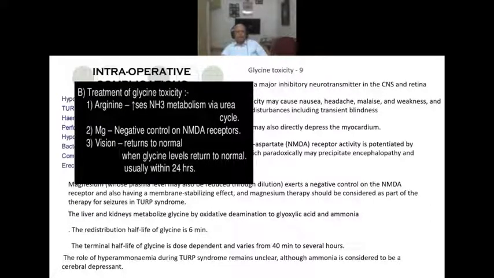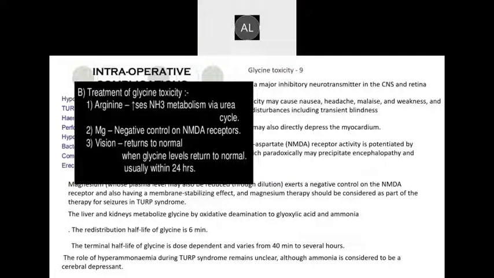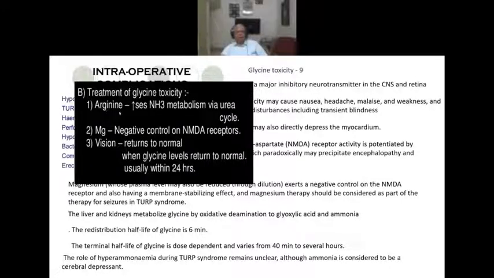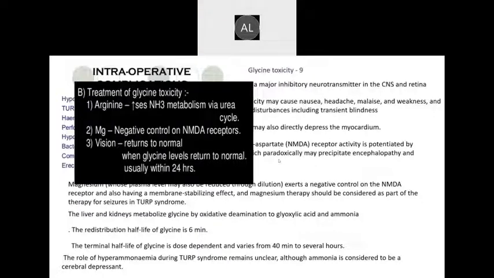Arginine plays an important role in the ornithine cycle, sir. Conversion of ammonia to urea. What is the other important role of arginine? Nitric oxide synthesis, nitric oxide release. Yes, very good. So nitric oxide synthesis is by arginine.